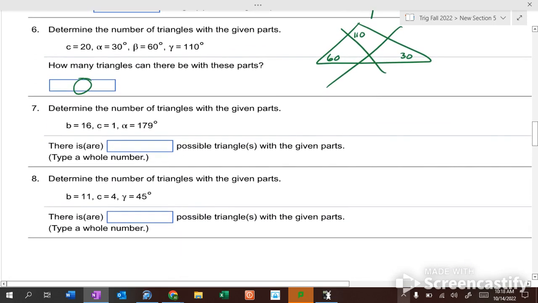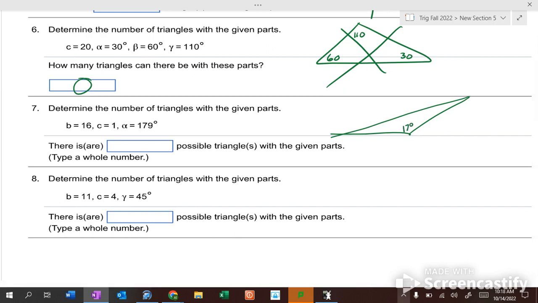Now, you got another one. And I know this is a lot smaller than 179 degrees, but I'm just doing it to make a point here. Alpha is 179. It's 16 on one side and 1 on the other. Why do you say 0? Could you have like an angle that's 0.5? You could, yeah. You could have a 0.1 for an angle.